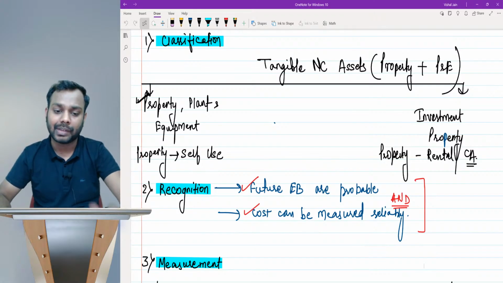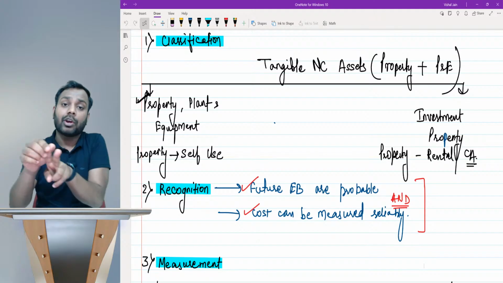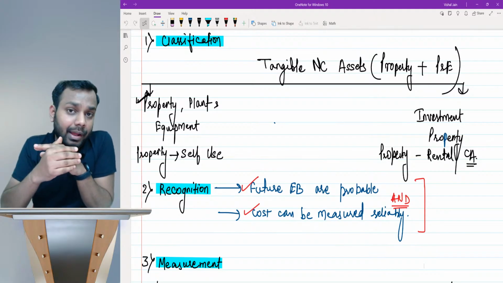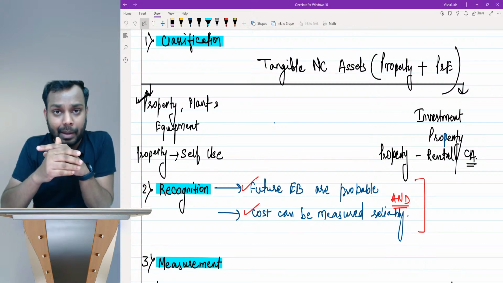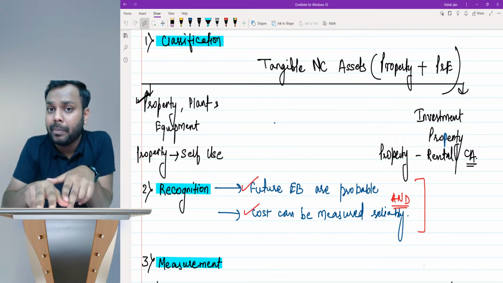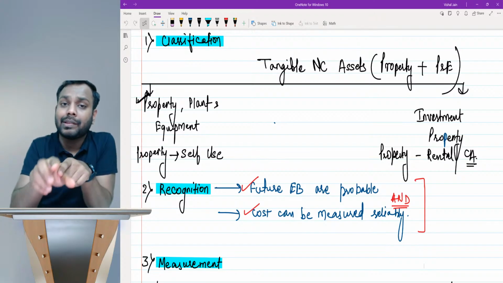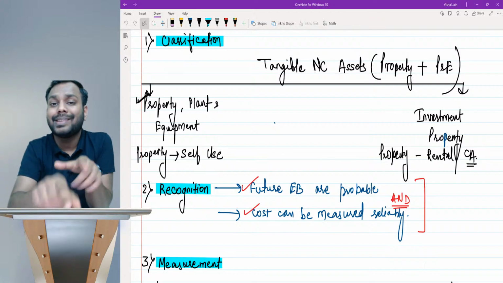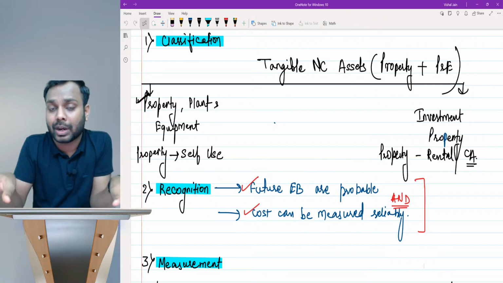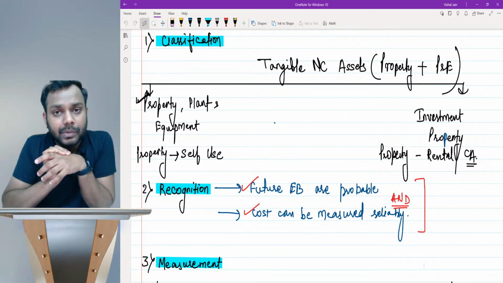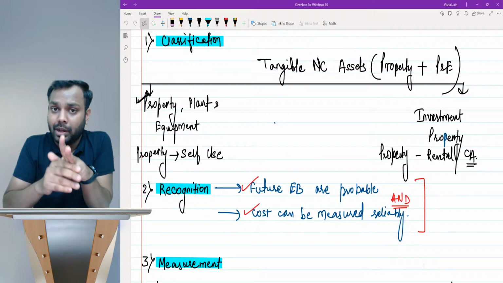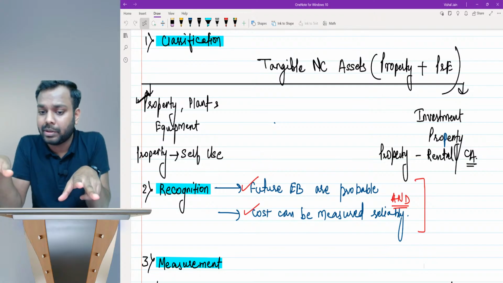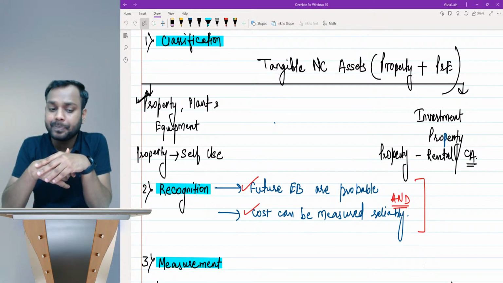These two conditions are: future economic benefits are probable from them, and the cost has to be measured reliably. If either of the conditions is not met, even if the asset qualifies to be property, plant, equipment or investment property, the asset will not be recognized in the books of account. Is that clear? So both the conditions have to be met for property, plant and equipment, and for investment property as well. I hope it is clear to all of you now.